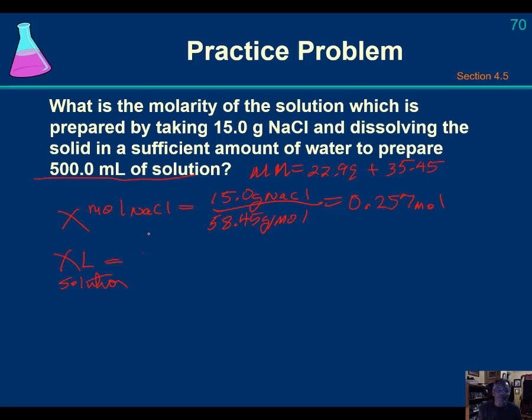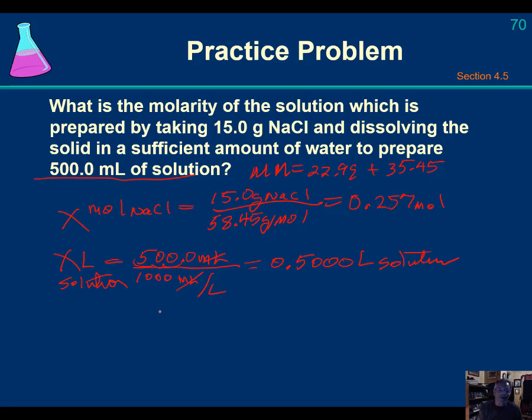We need to determine how many liters of solution that we have, and they're telling us we need 500 milliliters, so that's going to be 500.0 milliliters, but we need to convert that to liters of solution. So how do you convert milliliters to liters? You divide by 1,000 milliliters per liter. The milliliters cancel, and that gives you liters. Really, you're just moving that decimal place 3 places to the left, so that'll give us 0.5000 liters of solution.